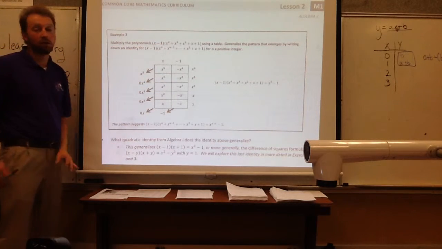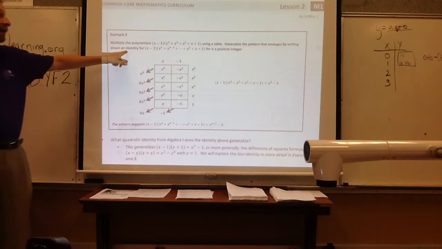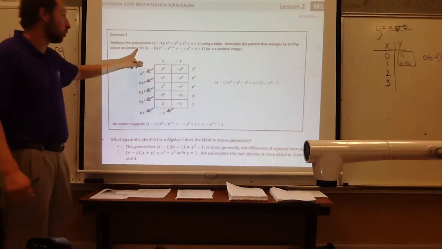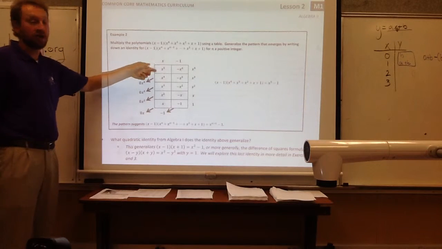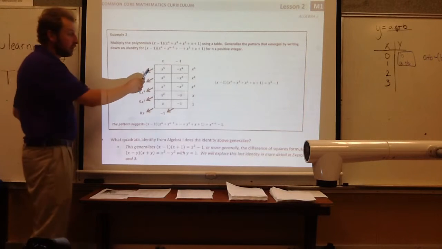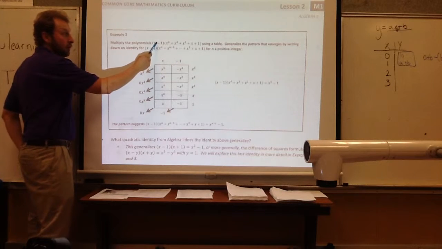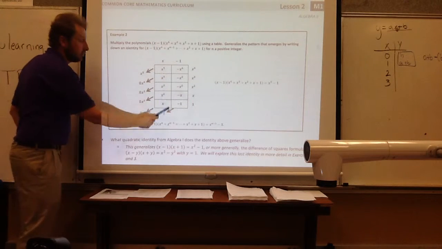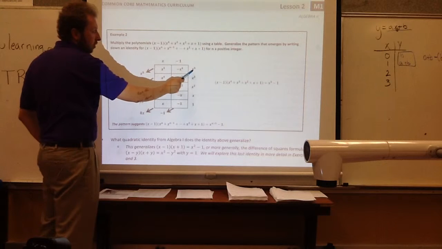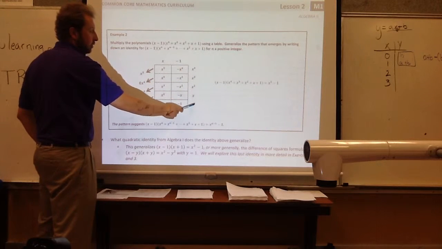And so we're going to generalize the pattern that emerges by writing out an identity, which means it's going to be true for all values of x. So, on the table there, you see that it's set up x and minus 1. Right? Each term gets a column, each term gets a row. X to the fourth, x cubed, x squared, x, and 1.